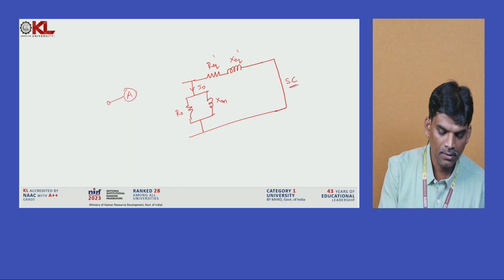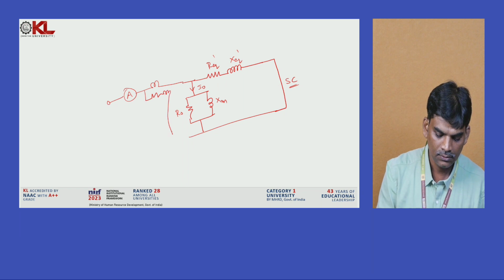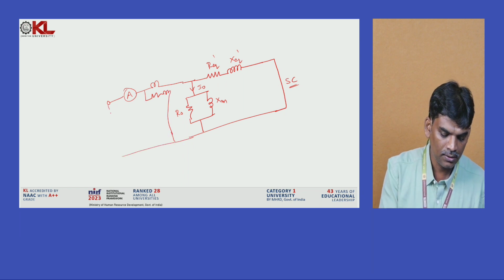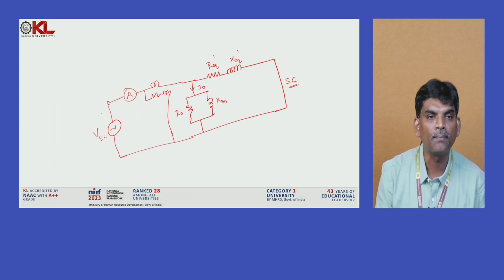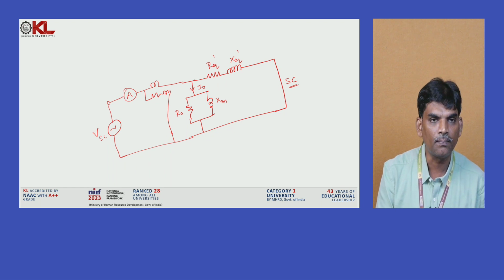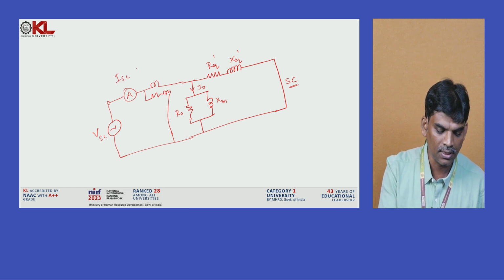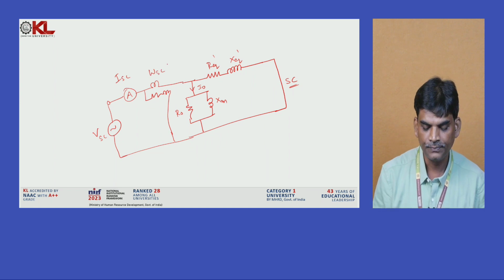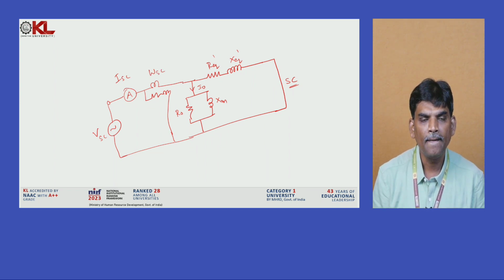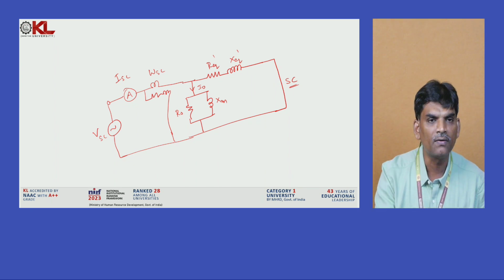This is an ammeter, here the wattmeter is provided, and here the voltage VSC is provided. This voltage is applied through an auto transformer, because we do not apply the full voltage. It measures the short circuit current and gives the WSC value. We conduct this experiment under short circuit condition, which is why we do not apply the full voltage.